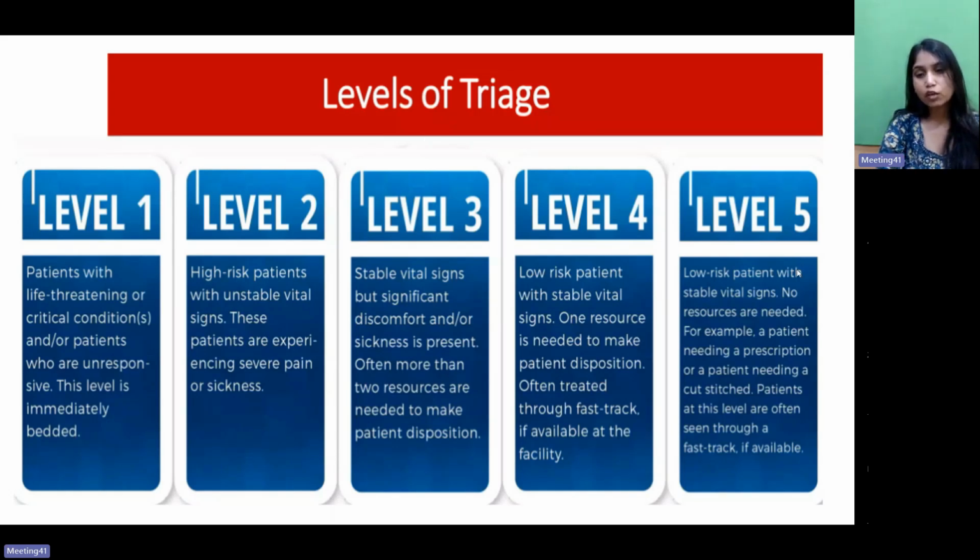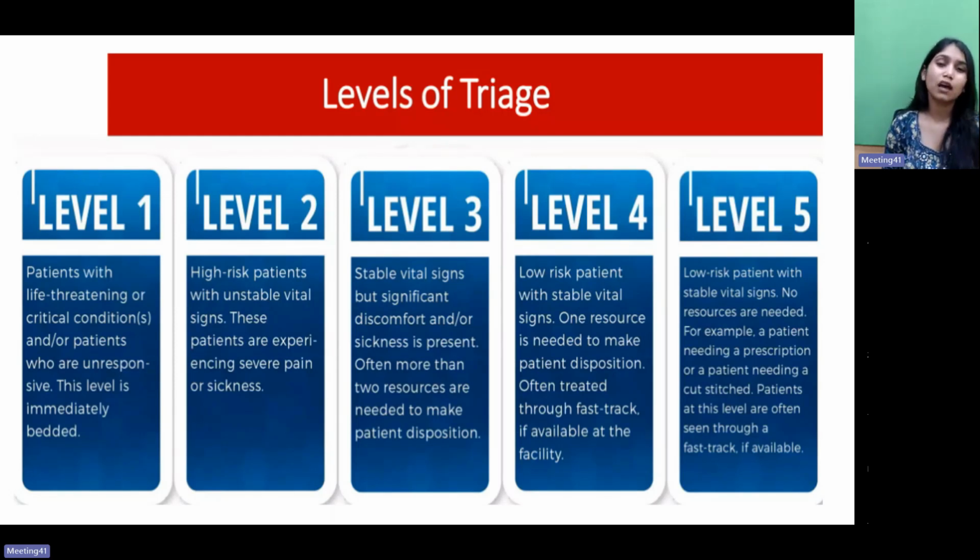Level 5 is the very low risk patient with stable vital signs. The risk of death will be very, very low, so there is no need of any resource. An example is a patient needing a prescription or a patient needing stitches for a cut, or any medicine, so they can wait. Patients at this level are often seen through a fast track if available.